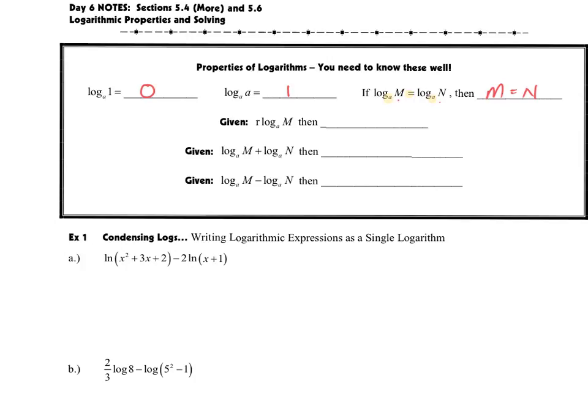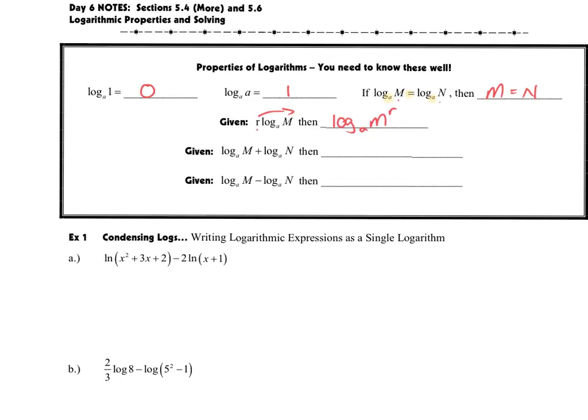Now, moving into our other properties, we've got r times the log of some number. If we have this coefficient here, we can actually rewrite that coefficient as an exponent. So this can be rewritten as log base A of m to the r power.